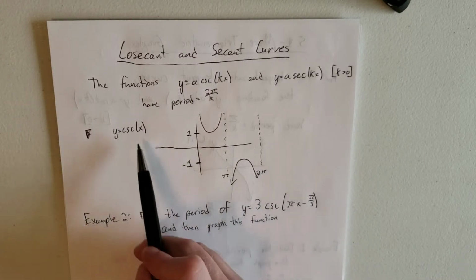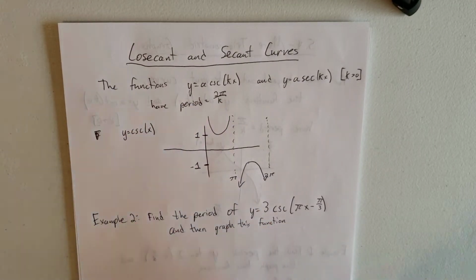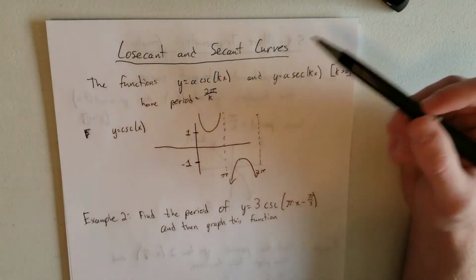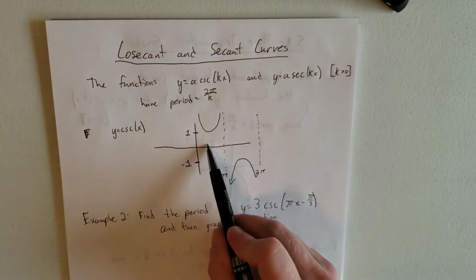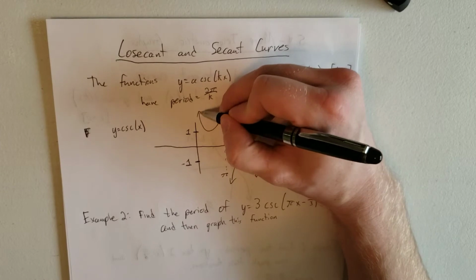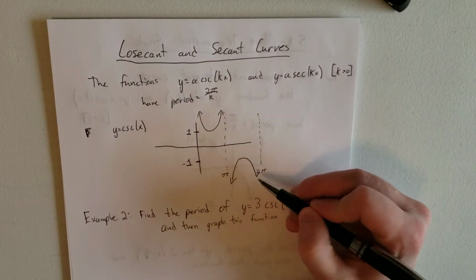Again, the standard is 2 pi over k. If k is 1, then the period is 2 pi. So we start at 0, and we go all the way to 2 pi for the period. On the first half, we get this U shape that is facing upward. And on the second half, we get a U shape that is facing downward.